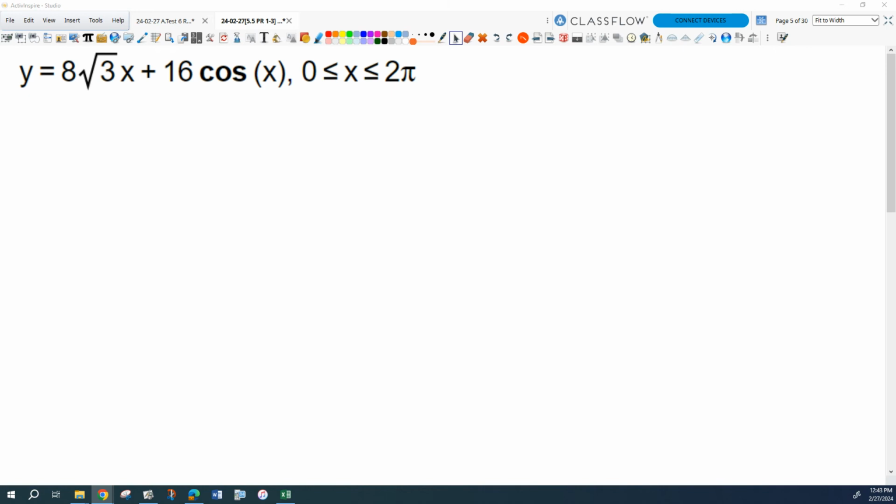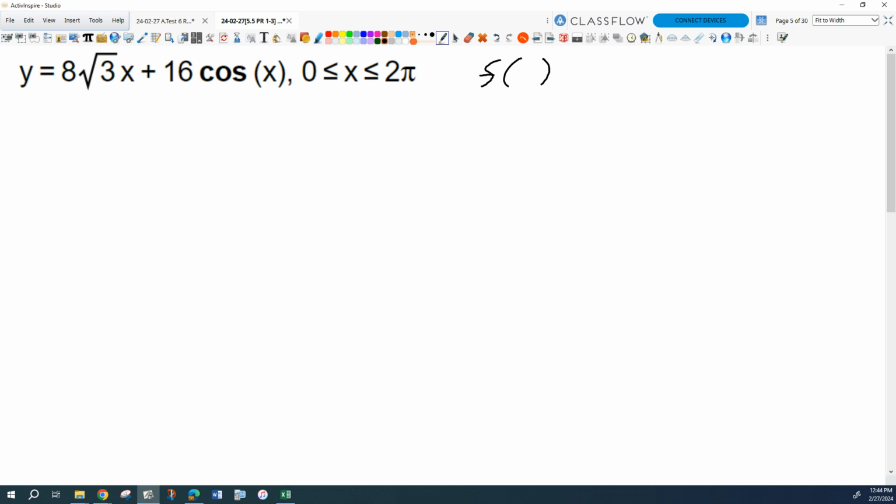Symmetry test is this. We're going to evaluate the function at negative x and see if we either get back the original function f of x or the opposite of the original function, negative f of x. If one of those two things happens, that dictates if it's even or odd symmetry. If neither does, there's no symmetry. So here's our test for symmetry.